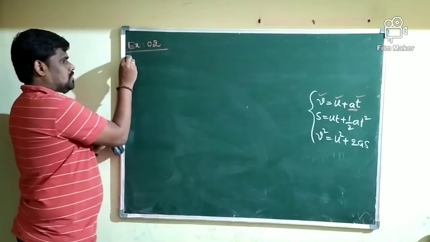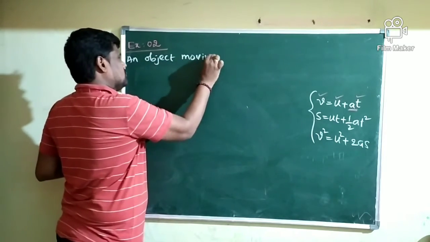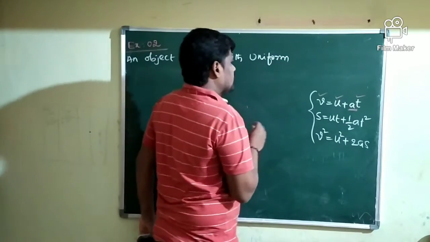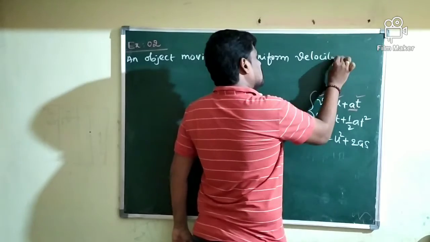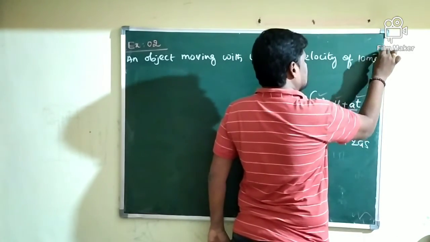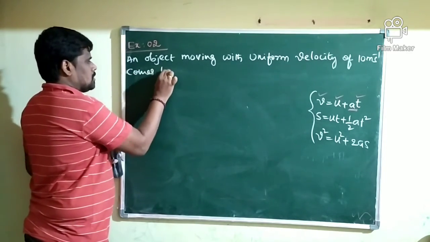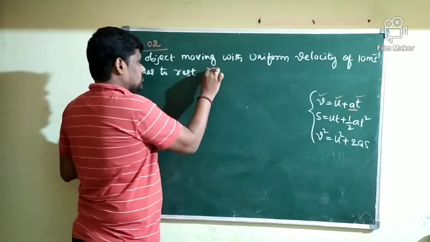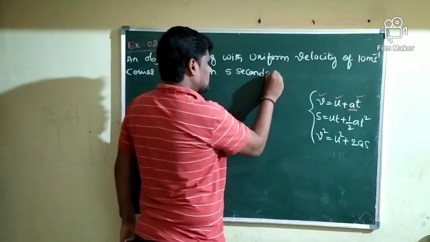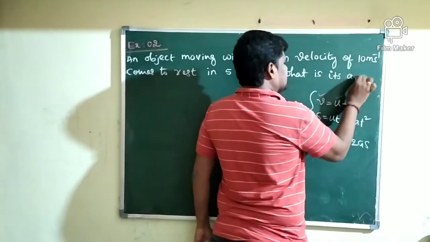An object moving with uniform velocity of 10 meter per second comes to rest in 5 seconds. What is its acceleration?